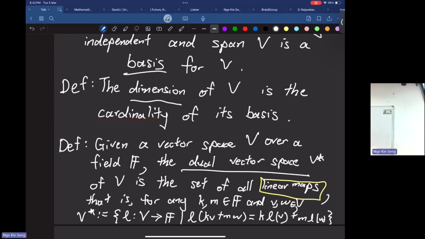Yes. You mean is this a homomorphism? You mean this one? You mean is L a homomorphism? Yes, it's a homomorphism. Yes.